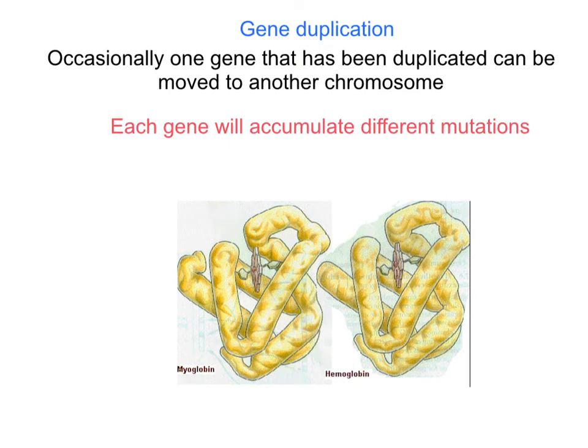Another kind of mutation that we can have is actual gene duplication. In this case, the entire gene has been duplicated, and that gene occasionally can be moved to a whole other chromosome. So the gene has been copied and it gets moved to another chromosome. And once that gene has been moved to a different chromosome, it can accumulate different mutations. And if the original gene and the copy of the gene are mutating differently, that can result in a completely different protein. So the example we have down here is the myoglobin protein.